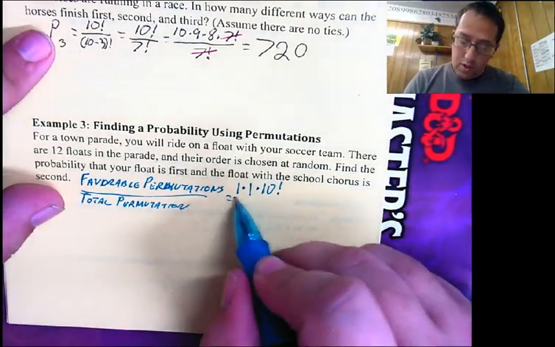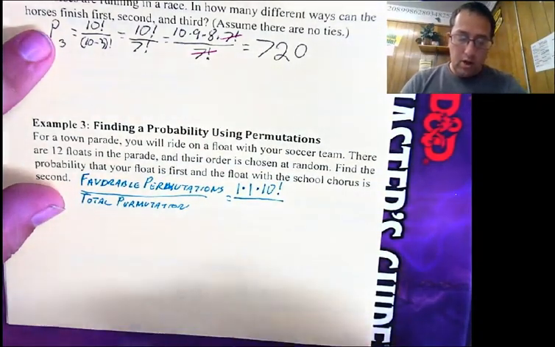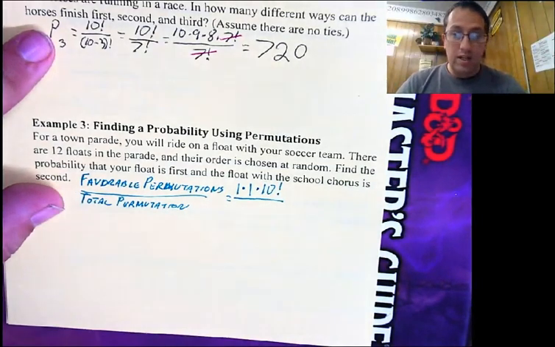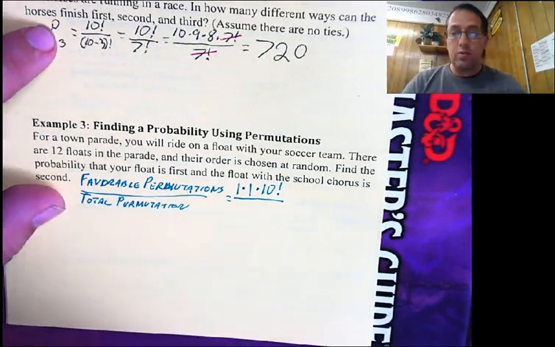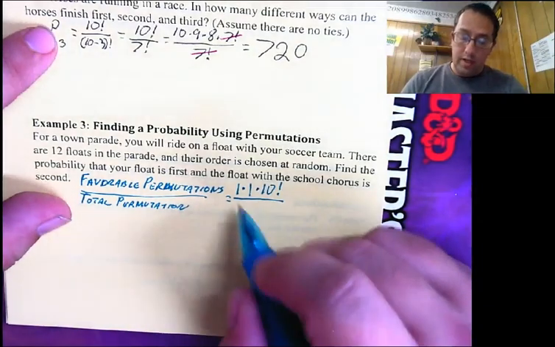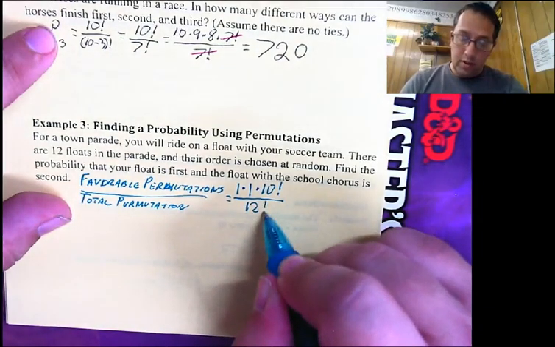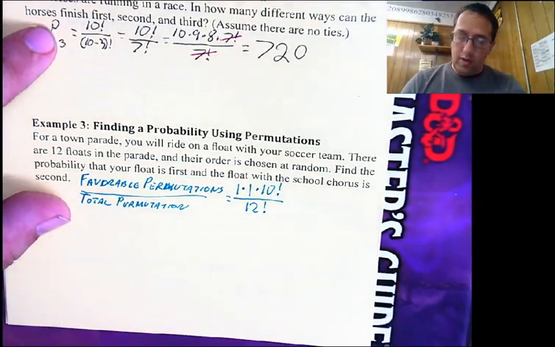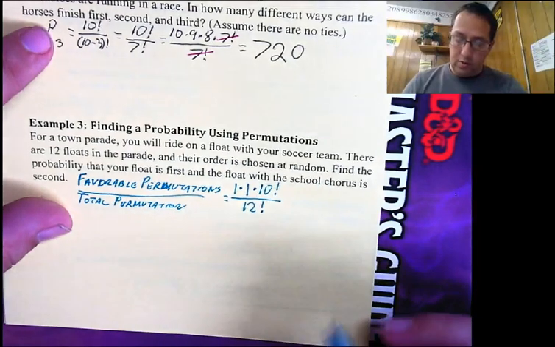Right? Okay, so now let's see total permutations. Well, total permutations, that is all the possible combinations, right? All the possible different orders that they could put everybody in. So that would be 12 factorial because we're looking at everybody and we're using everybody. Right? So we have 10 factorial over 12 factorial.